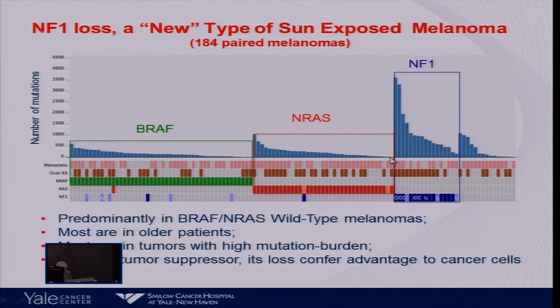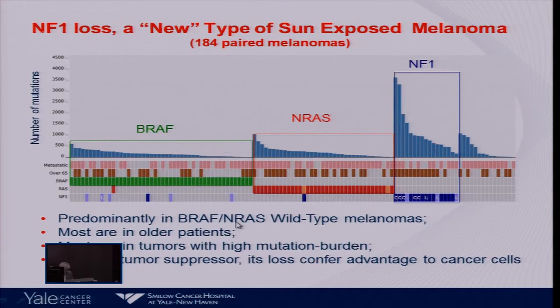Now, the mutation, as I say, is loss of function. And the interesting thing is that this protein is essentially the brake for NRAS activity. NRAS, when it is constitutively active, does its job, but NRAS is controlled by different proteins around it, and one of these is NF1. So when NF1 is lost, essentially you get an increase in NRAS activity.